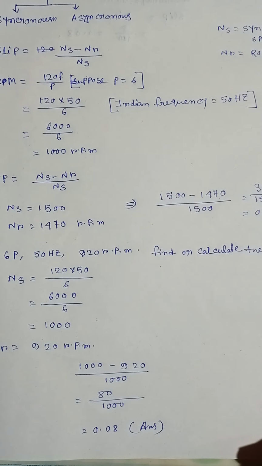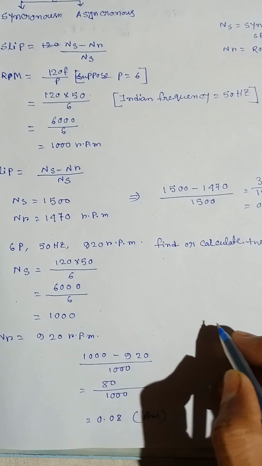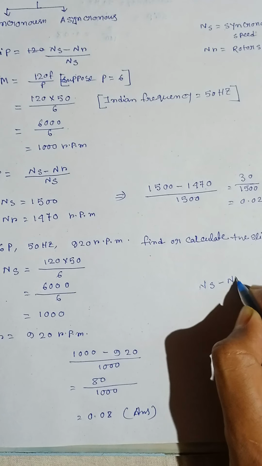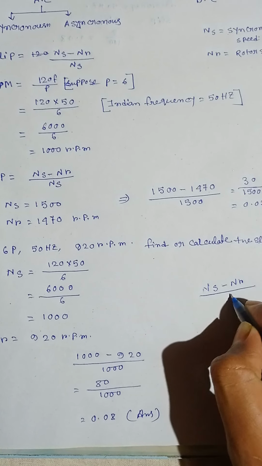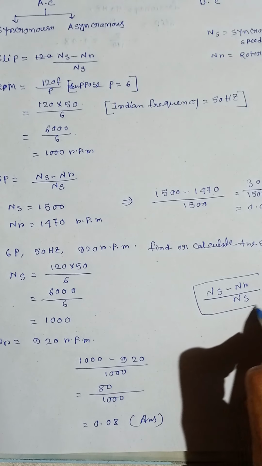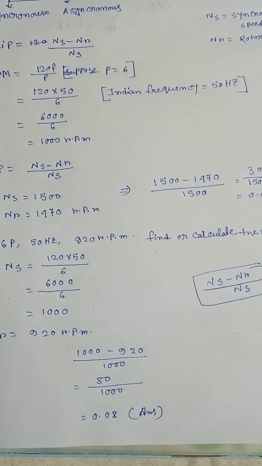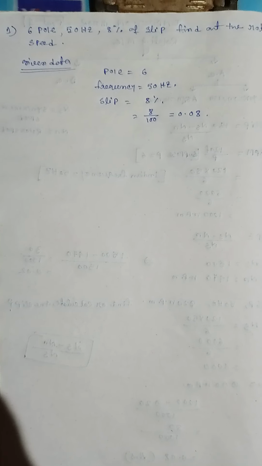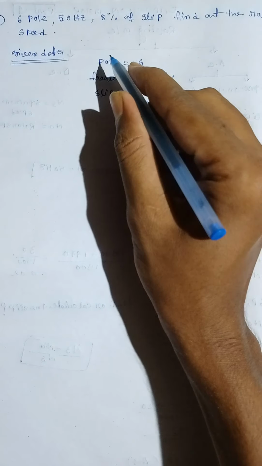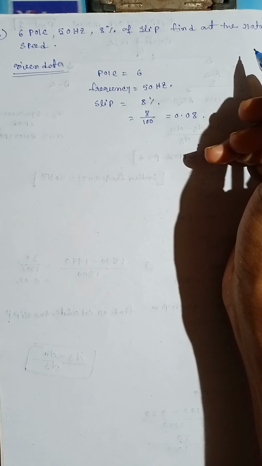Okay, and nr is given as 920 rpm, so we calculate this equation: 1000 minus 920 divided by 1000, meaning ns minus nr divided by ns. Okay, and the answer is 0.08. Next we have a numerical: a 6 pole 50 Hz motor with 8% slip. Find out the rotor speed.